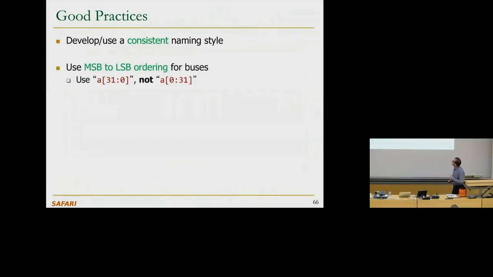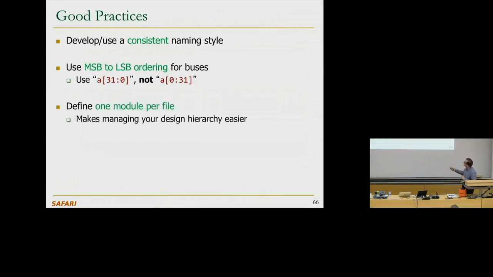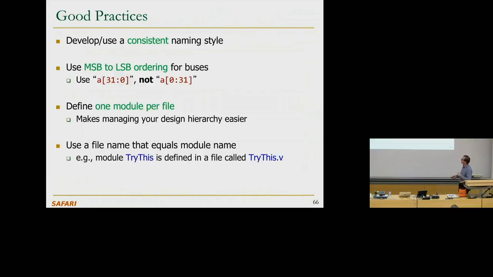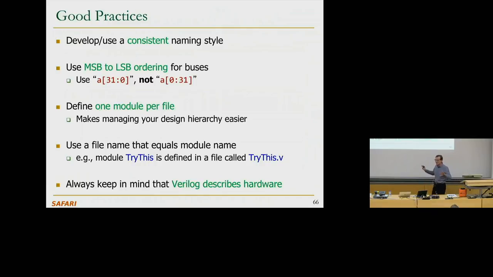Okay, good practices. Consistency is important. I think I said a lot of these, but I didn't say this. Define 1 module per file, that's good, because your hierarchy management becomes easier. Use a file name that equals the module name. That's also good, assuming your module names are nice. And Verilog describes hardware. Always keep that in mind. So it's different from other programming languages. Verilog is very concurrent. So if you master hardware, you're very good at concurrent programming and parallel programming. You will understand that because a lot of things happen at the same time, and we will see that.